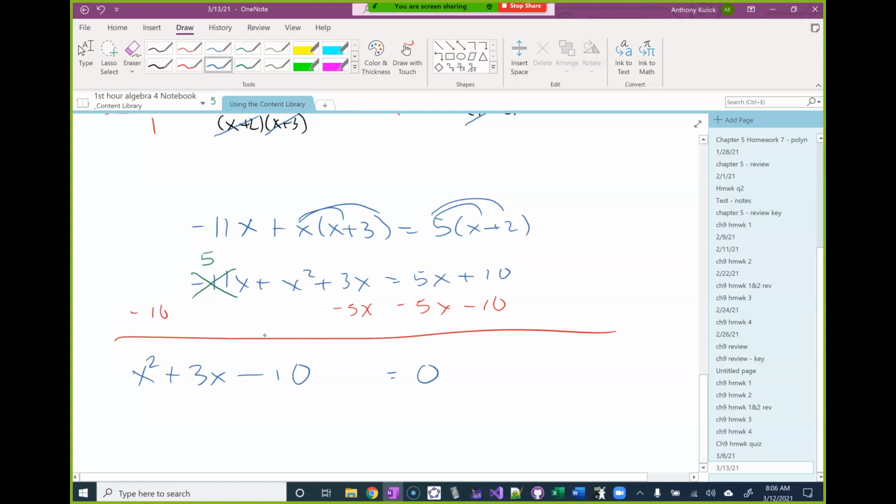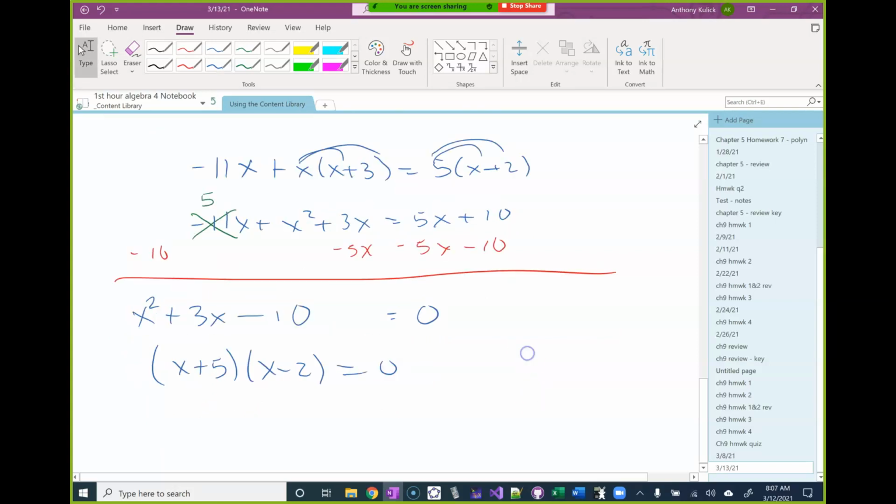Okay, so this can factor, right? Or if you didn't notice that it factored, you could still use the quadratic formula. Either would be okay. So what multiplies to give us negative 10 and adds to give us positive 3 are 5 and negative 2. So when I set each of those equal to 0, I get negative 5 and positive 2 as my answers.